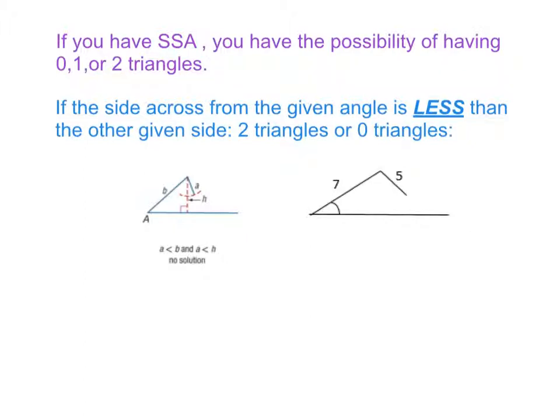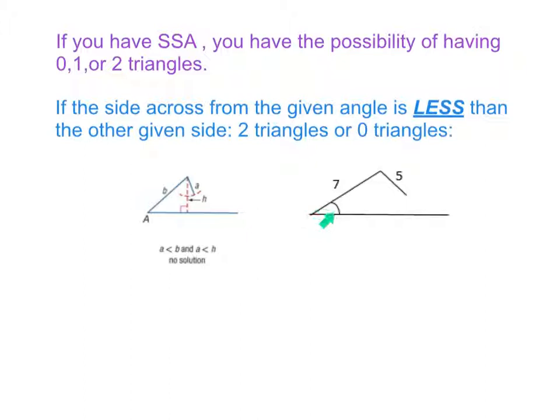So if you have side-side-angle, you have the possibility of having 2 triangles. This is what the picture looks like in the book. I find it easier just to give you the demonstration and have you understand where it's coming from when we do the math.